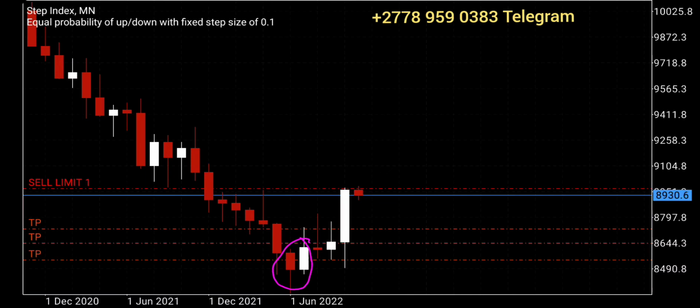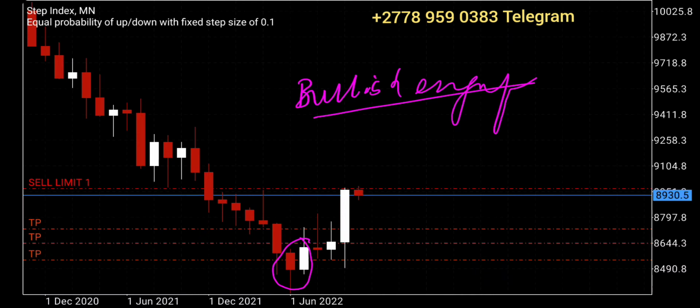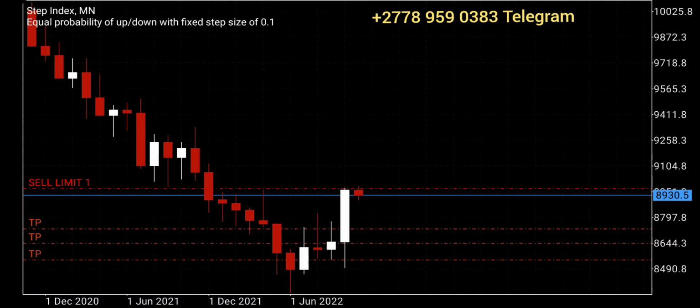You could see this was the first sign of the bears being weak, because we had the bulls engulfing them. That's what we call bullish engulfing. It's a very powerful reversal pattern if you understand how it forms and what it means in terms of the momentum, right? And then you can see it pushed up.